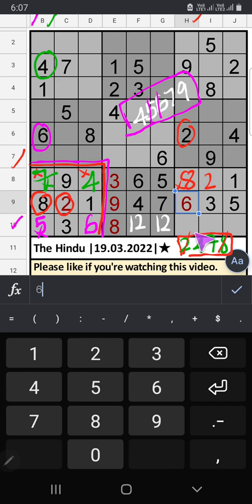Then only 3 numbers are remaining: 4, 7, 9. Column H, column J, we have 9. So 9 can't come in the cells. The 9 is confirmed here. Then only 2 numbers are remaining: 4 and 7. It will come in another 2 cells. We will confirm later.